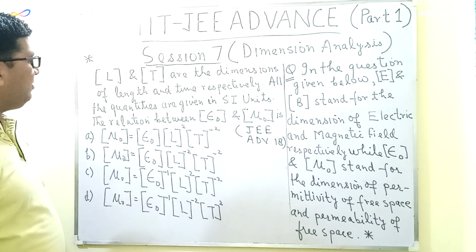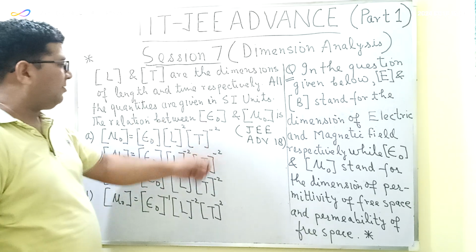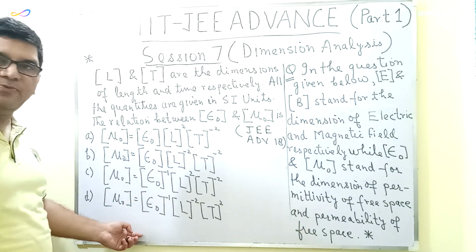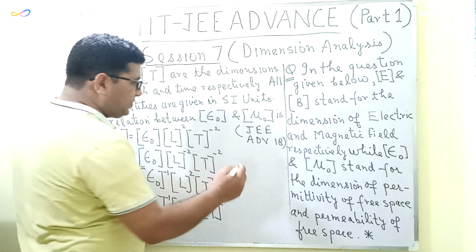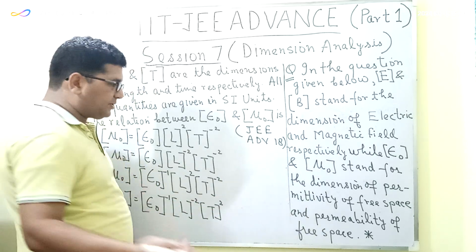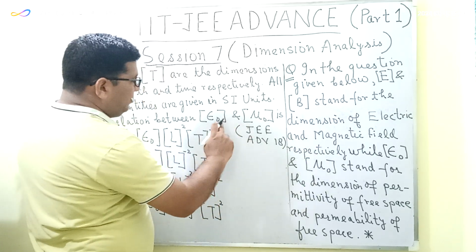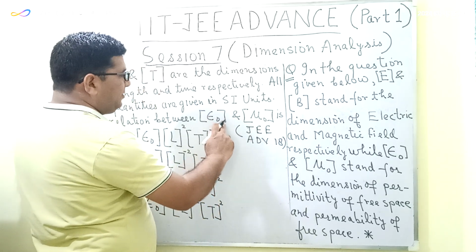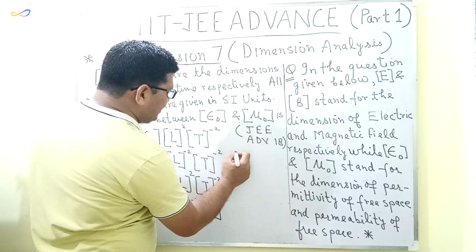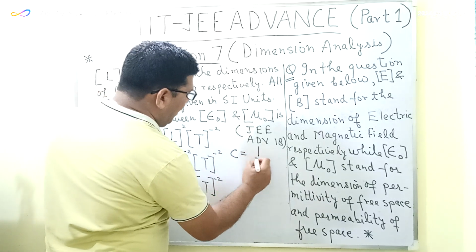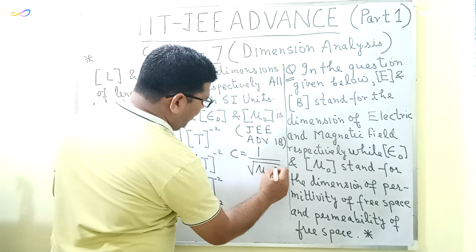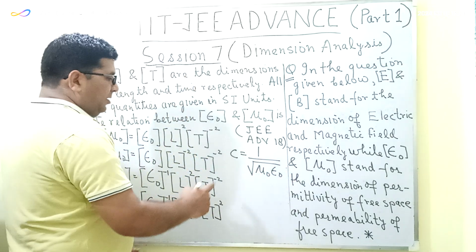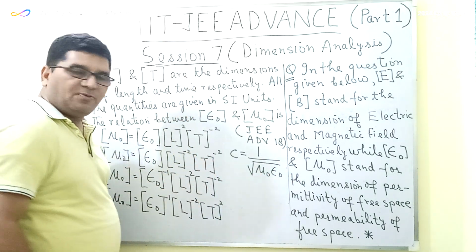So the relation between mu naught and epsilon naught is, so we have been given 4 options here. Now this is a very easy question, and it can be solved in 3-4 steps. We know that there is a relation between epsilon naught and mu naught, and it is given by C is equal to 1 upon under root of mu naught epsilon naught, where C is the velocity of light.